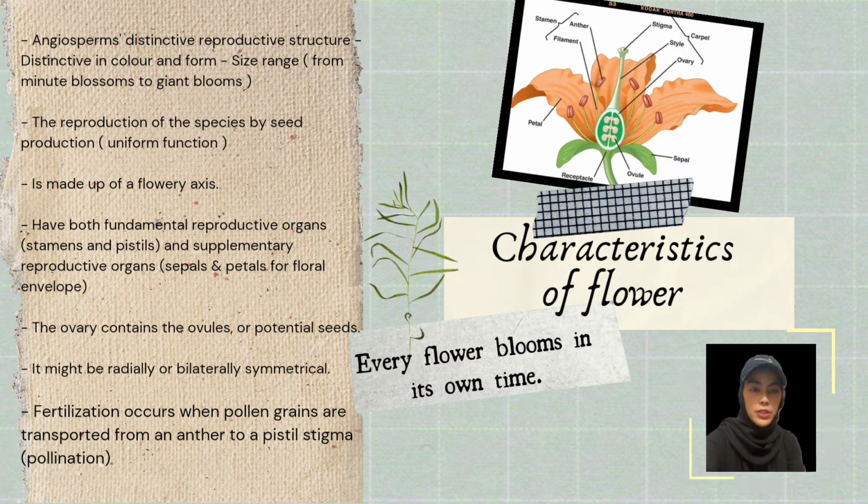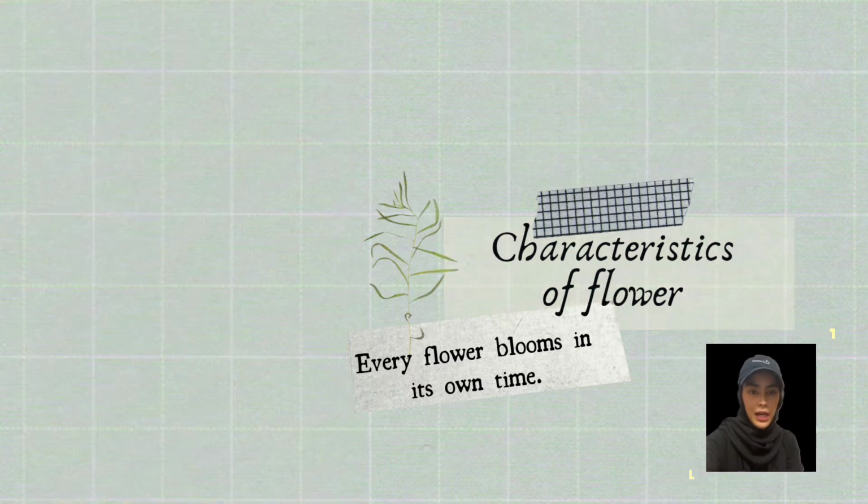Next, the ovary contains the ovule or potential seeds. It might be radially or bilaterally symmetrical. Lastly, fertilization occurs when pollen grains are transported from the anther to a pistil stigma.